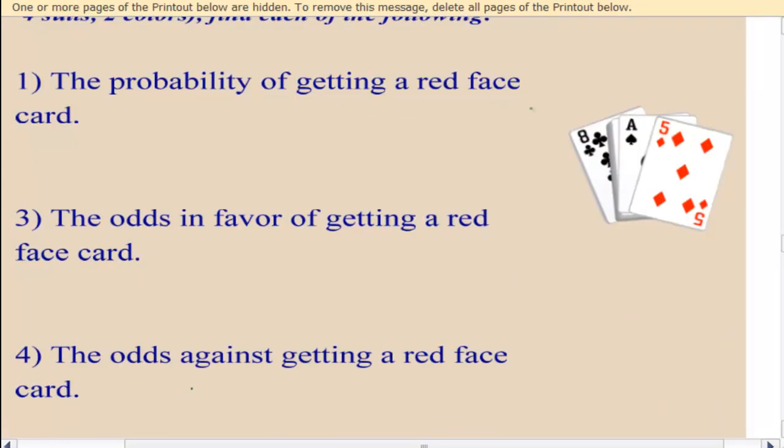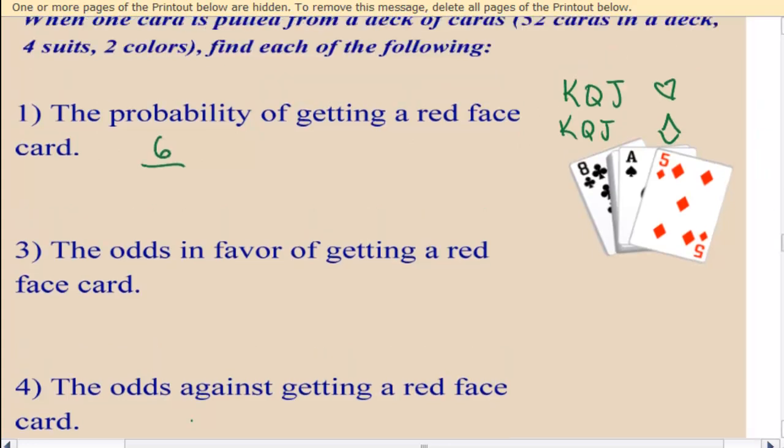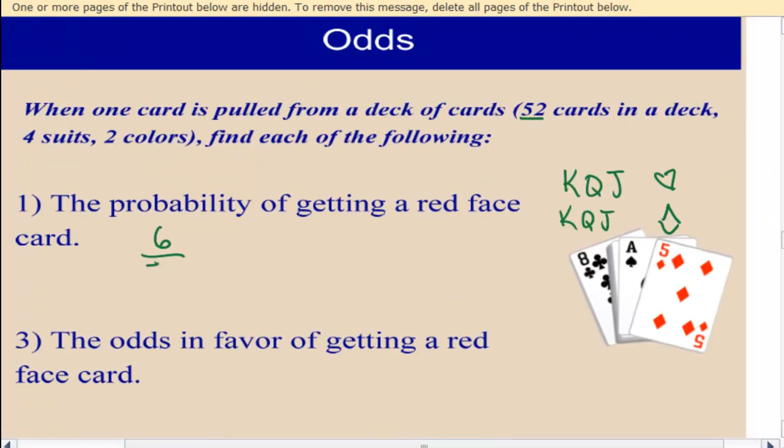So altogether, a red face card, we're going to have king, queen, jack of hearts, king, queen, jack of diamonds. So that's 6. So the probability of getting a red face card is going to be 6 total cards out of, and it tells us right here, 52 total cards. So go ahead and simplify that fraction. You should get 3 over 26. So the probability of getting a red face card is 3 over 26.